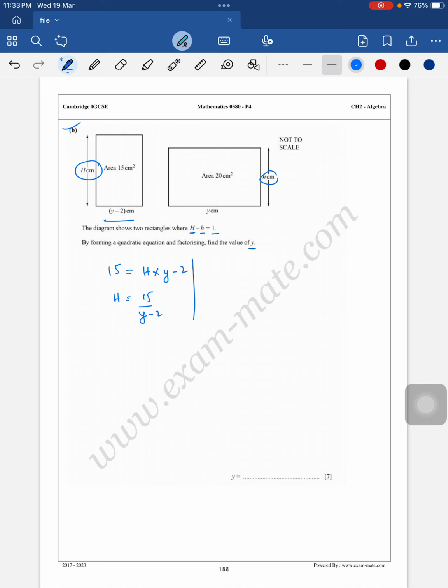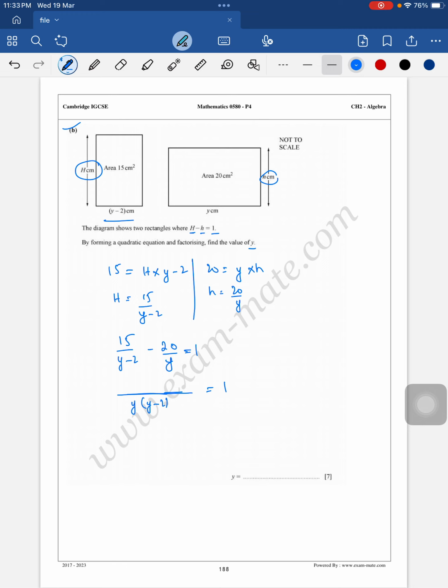If we see the second diagram, 20 is equal to y into small h. So h is equal to 20 upon y. Why am I making h the subject? Because I have a relation in which, if I substitute the value of h in small h, I will get the relation in y. So 15 upon y minus 2, that is big H, minus small h, which is 20 upon y, is equal to 1, right? So y minus 2 LCM.